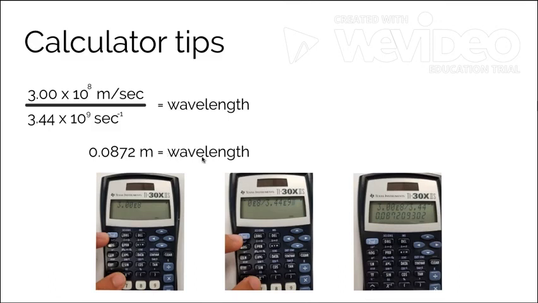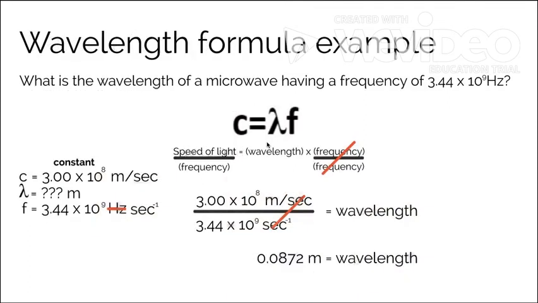0.0872 meters is the wavelength of my problem before, which was, let's see, what is the wavelength of a microwave with a frequency of 3.44 times 10 to the 9 hertz. I changed hertz into seconds inverse. I used my wavelength expression to cancel out frequency so I can solve just for wavelength. I put in my numbers and I get out the result of 0.0872 meters as my wavelength.